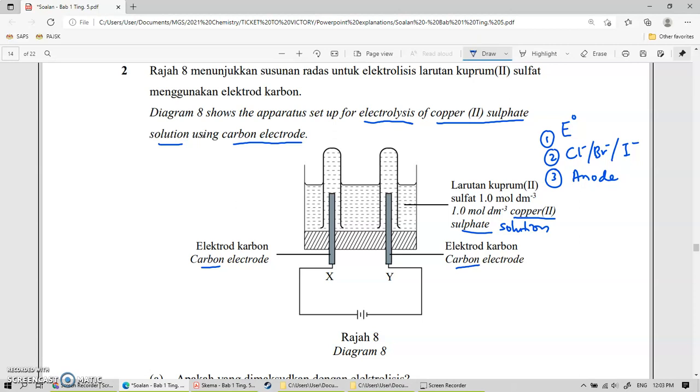Okay, in this case there is no Cl negative, Br negative, I negative, because we are using sulfate ion. So this is not factor number 2. It is also not factor number 3 because of the anode used. You look at the battery, the long line is the positive terminal, that makes X the anode. The anode used is a carbon electrode. So for this question, the factor that affects the ions that will be selectively discharged is the value of the E0.